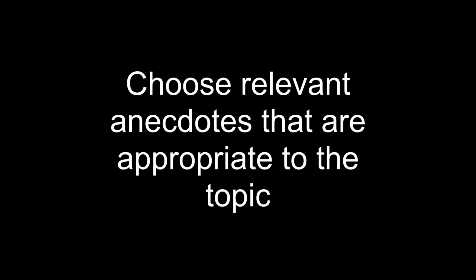1. Choose relevant anecdotes that are appropriate to the topic and clearly illustrate the points you want to make. 2. Provide enough background information on the anecdote to allow your audience to understand the context and importance of the story. 3. Clearly identify the key points of the anecdote that are relevant to your argument. 4. Use the anecdote to support your argument, but do not rely solely on it as evidence.